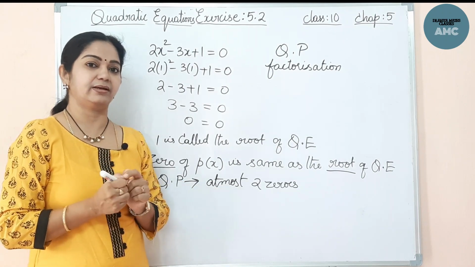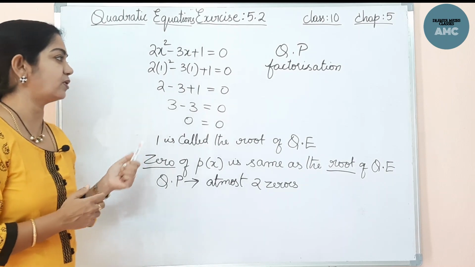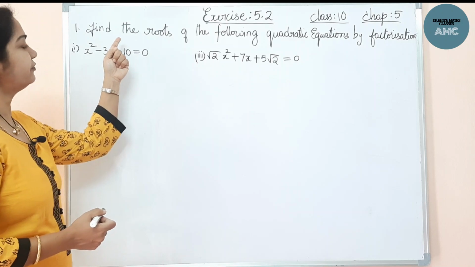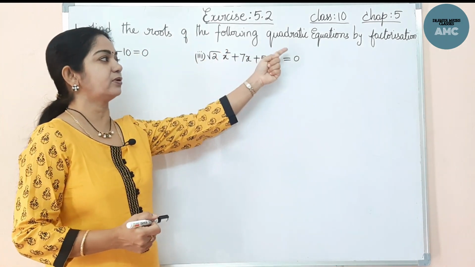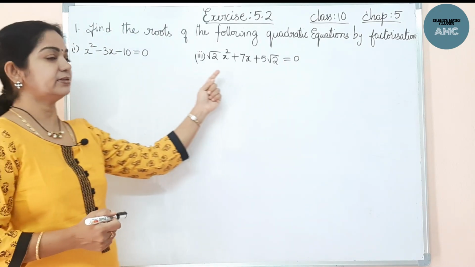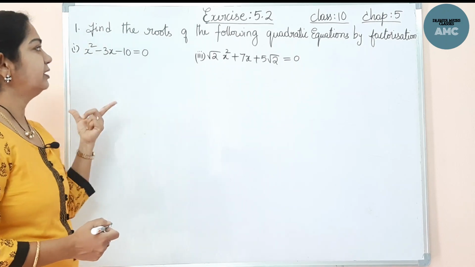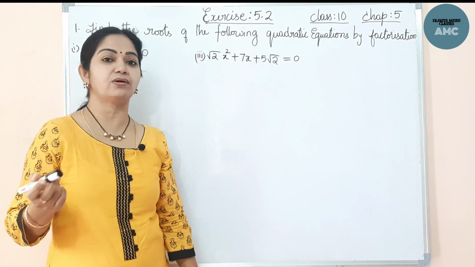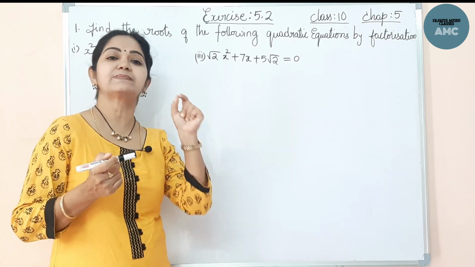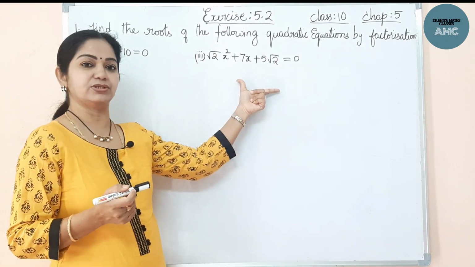Now let's get started with the exercise 5.2 solutions. Quickly pause and note it down. Now the first problem: find the roots of the following quadratic equations by factorization. The first and the third I have noted down on the board. Now we'll solve them the same way as we have solved in the quadratic polynomials, that is factorizing by splitting the middle term. Same way we'll be doing for the quadratic equations also.